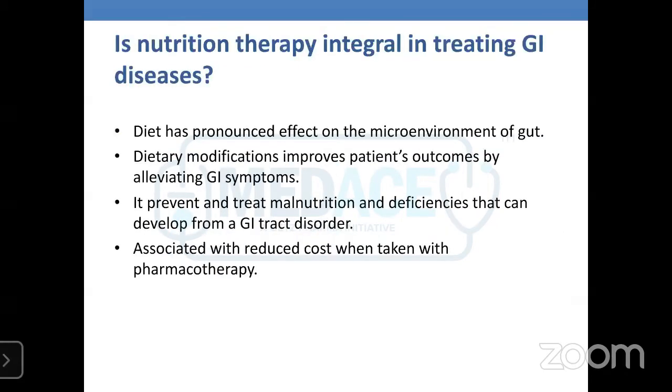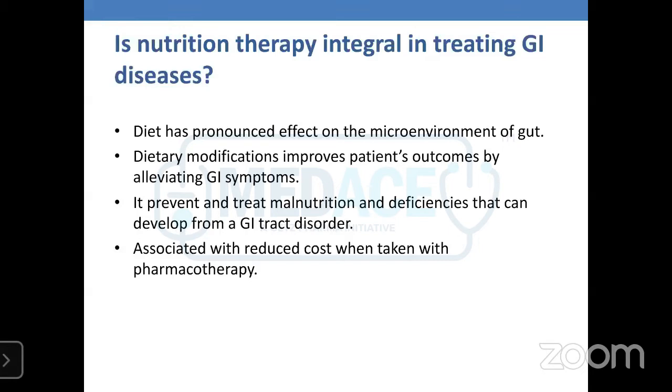So this question is commonly asked: is nutrition therapy integral in treating GI diseases? I think the answer is yes, it is very much integral, because diet has a pronounced effect on the microenvironment of the GI tract, and because diet can affect the GI mucosa directly and indirectly by altering the GI microbiota.